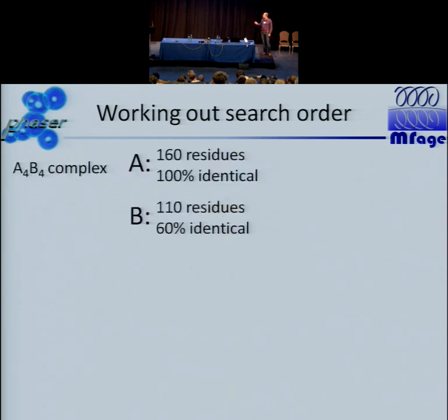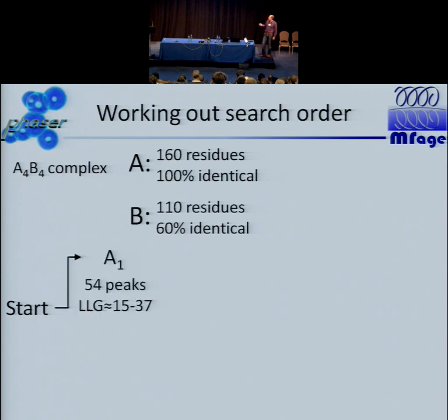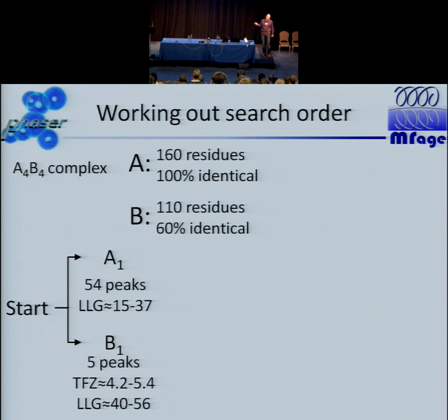So now let's see a real-world case which I got from Pavel Afonin, the author of Phoenix Refine. So this is an A4B4 complex, and we have an A which is 160 residues and a B which is only 110 residues, and they are both very good models available for this. So if we start, well, of course, A is the component that is more likely to give a correct solution. However, if we search with A, we got a lot of peaks and the LLG is not great. If I search with B, then I got less peaks, and although the TFZ is not great either, the LLGs are slightly higher.